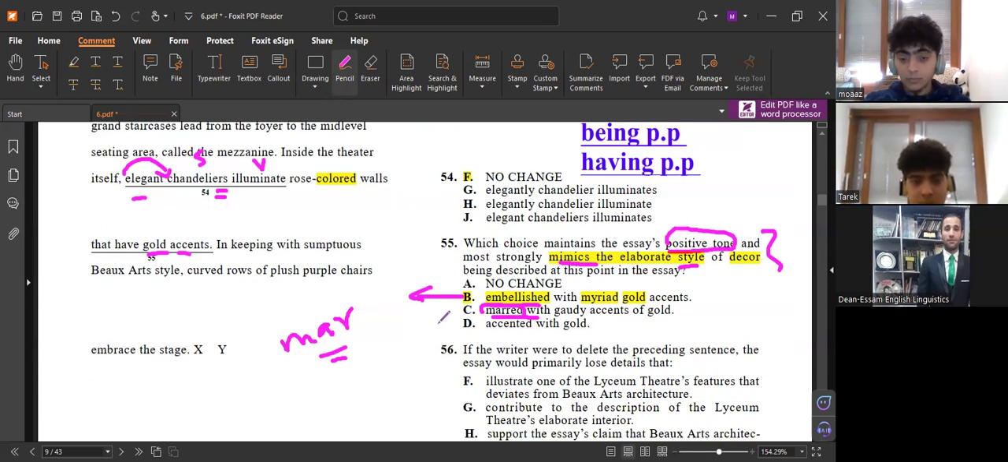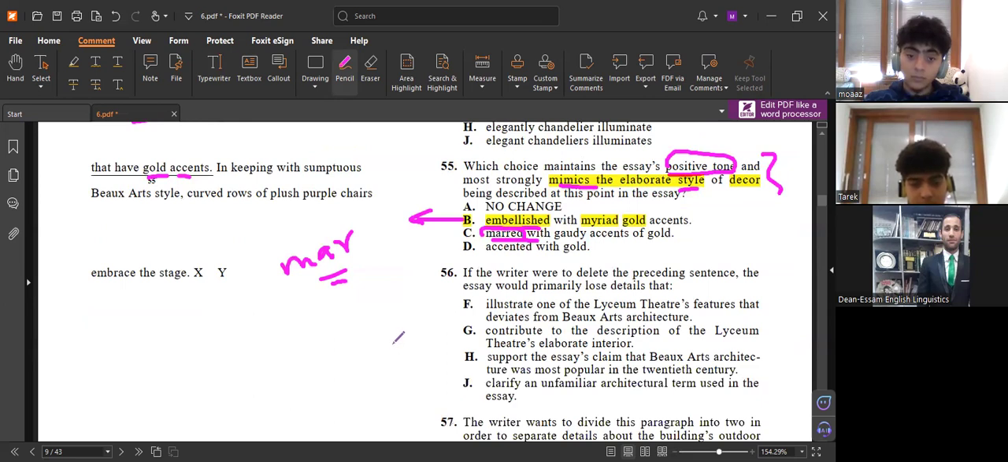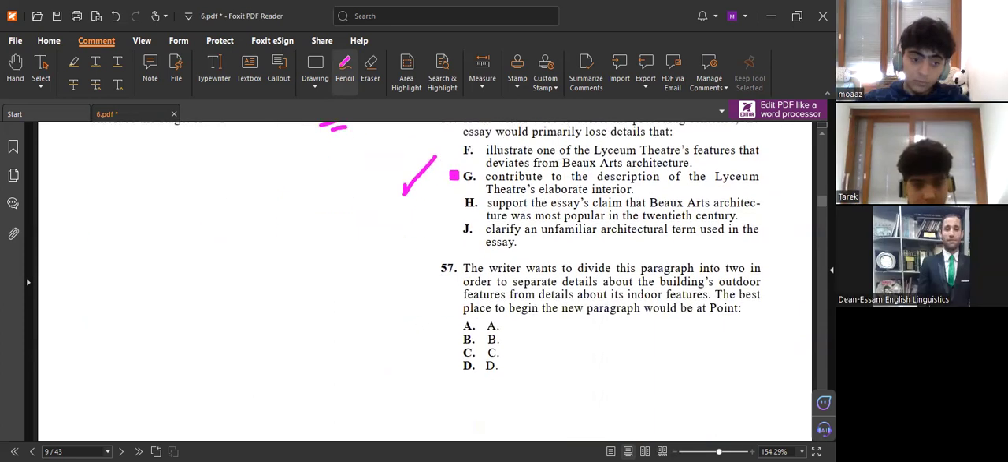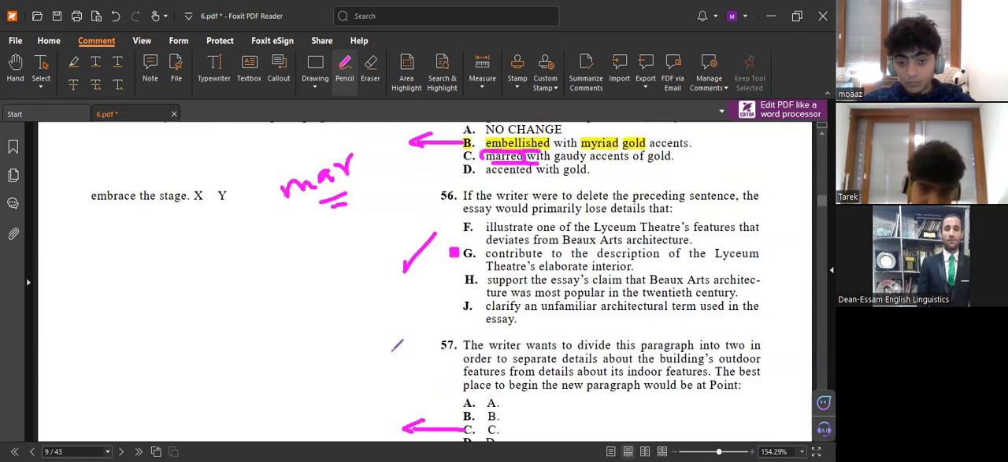And here, what else? 56, months. For 56, I put G. So letter G is correct. 57, I put A. Yeah. You made it A, but it must be letter C. Let's revise this question.